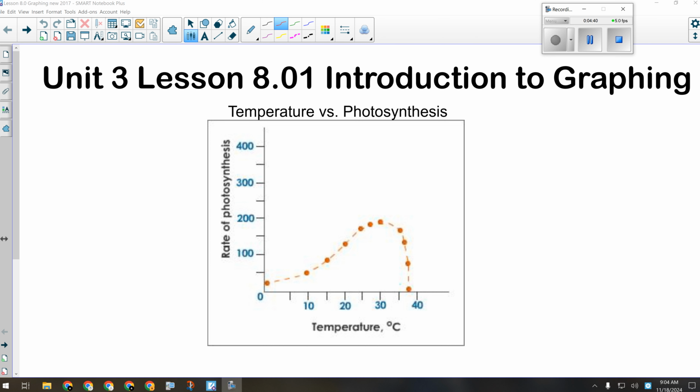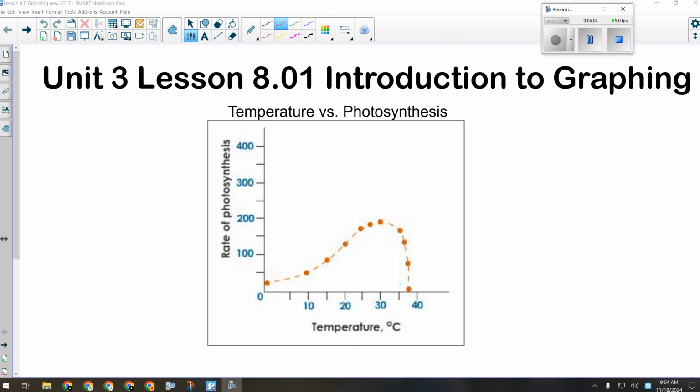But the big thing here, guys, is what does a graph have to have? It's got to have a title. It's got to have scale. It's got to have labeled axes with units, okay? And you got to make the best use of space possible on the graph, okay? That is definitely a mistake here, okay? The thing goes all the way to 400 and we don't have a number over 200.